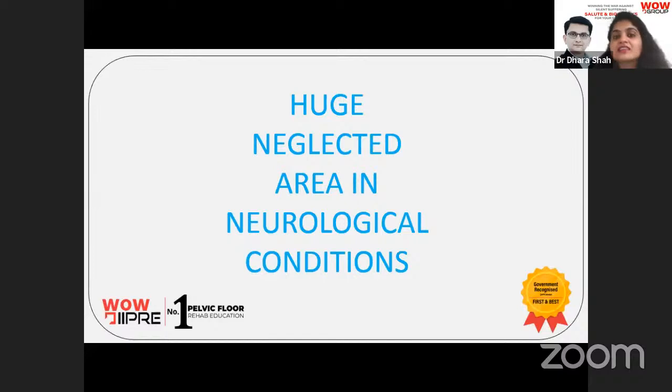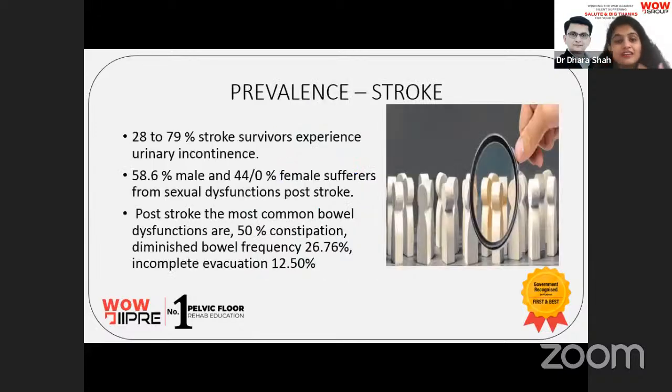Simple being diabetes mellitus, diabetic neuropathies, multiple sclerosis, amyotrophic lateral sclerosis, or myasthenia gravis, Parkinson's, space occupying lesions, hydrocephalus, traumatic brain injury, stroke, cerebral ataxia, and a lot more. So when we talk about these conditions, and when we are discussing their activities of daily living, a simple activity like gait, balance, their sensory function, their motor function, it is very much required to even know about their bowel, bladder, and sexual dysfunction.